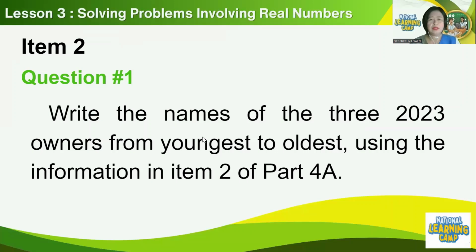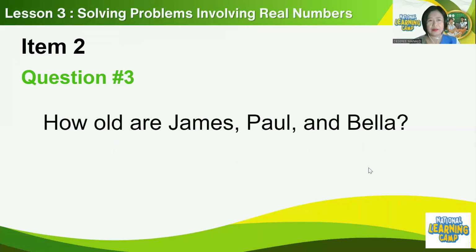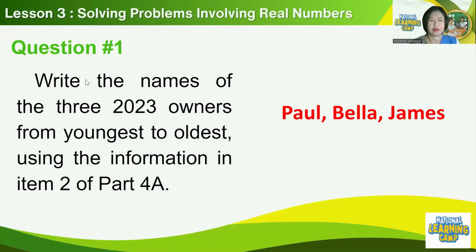For your activity, you can answer item 2. Question number 1. Write the names of the 2023 owners from youngest to oldest using the information in item 2 of part 4A. Question number 2. If Belia's age is taken to be X, write down James and Paul's ages in terms of X. Question 3. How old are James, Paul, and Belia? Let us check your answers.